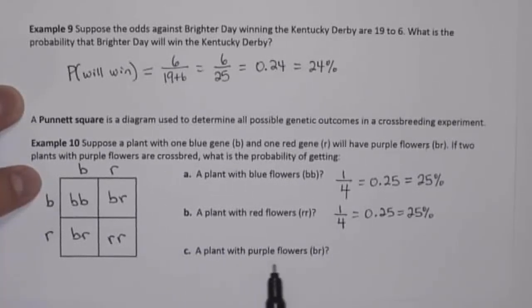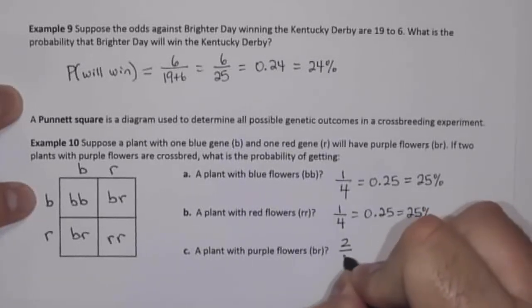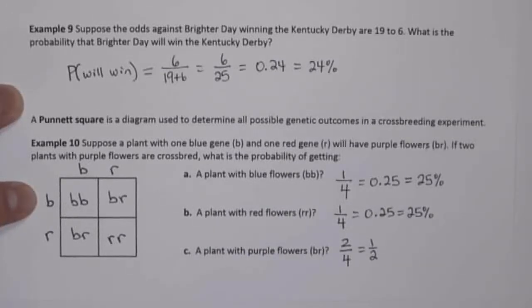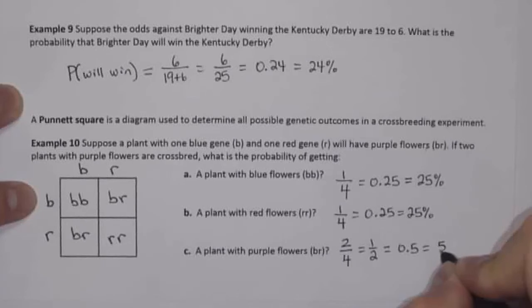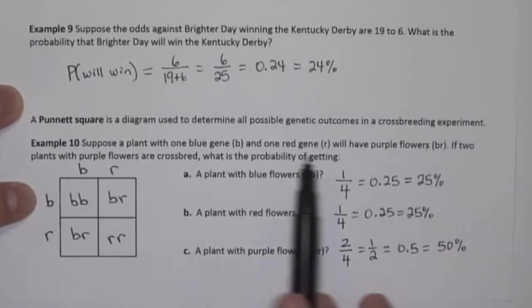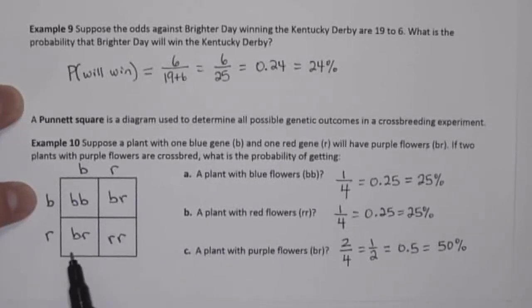And last but not least, part C, a plant with purple flowers. So what would be the probability of getting a plant with purple flowers, which means they have BR? Well, there's a BR here and there's a BR here. So there's 2 out of 4. So that would reduce to 1/2. So there's a 1/2 probability, or that would be 0.5 or 50%. So if we crossbreed 2 of these purple flowers, there would be a 50% chance that the resulting plant would also have purple flowers.